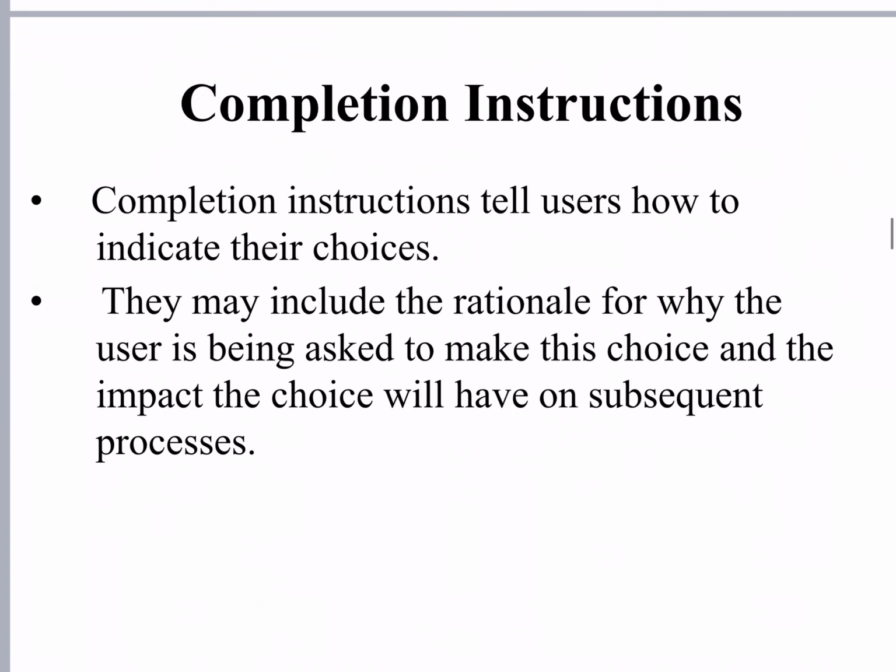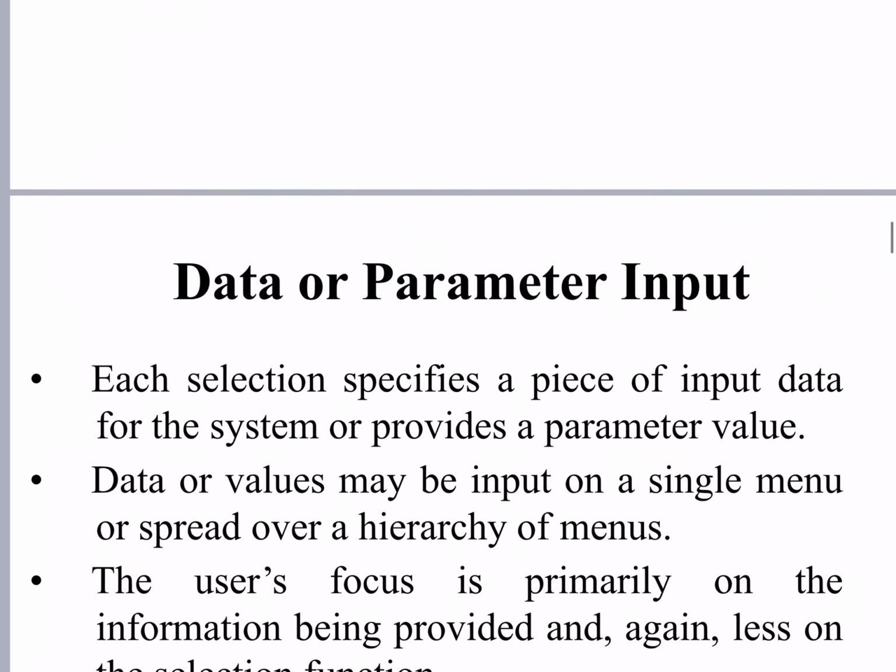Next, the complete instruction. When it comes to complete instructions, they tell users how to indicate their choices. They may include the rationale for why the user is being asked to make this choice, and the impact the choice will have on the subsequent process.